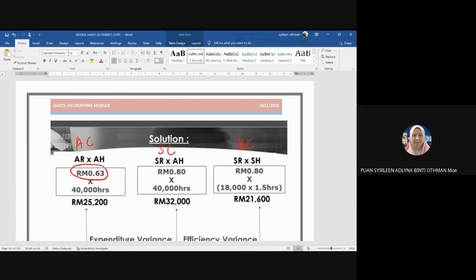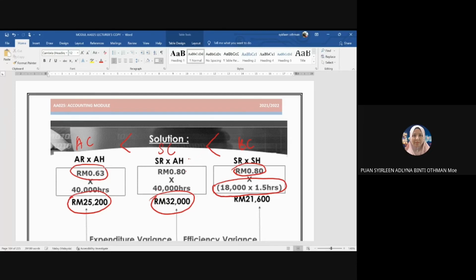But if I don't work it out with 0.63, there's no problem, because in your question you already have the figure 25,200. So you might as well just put that number at actual cost. Okay, your SR AH is 80 cents, multiply by 40 hours, so you get 32,000. Okay, and your SR SH, like Madam said earlier, your SR is 80 cents, your standard hours is 1.5 hours, multiply by 18,000. Okay, alright, so to determine F or UF, you just follow the symbol.